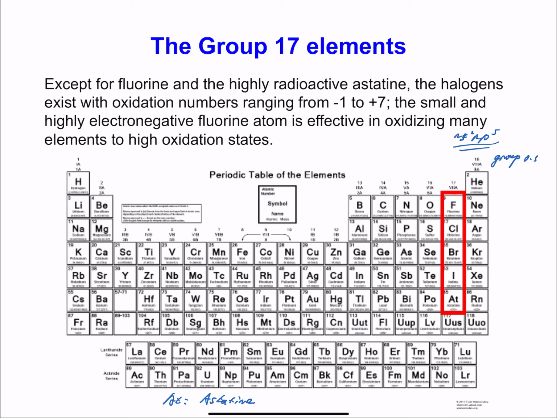Group oxidation number. So what's that? That's the highest oxidation number, that's +7. That's easy to memorize, just corresponding to the electrons in the outer orbital.